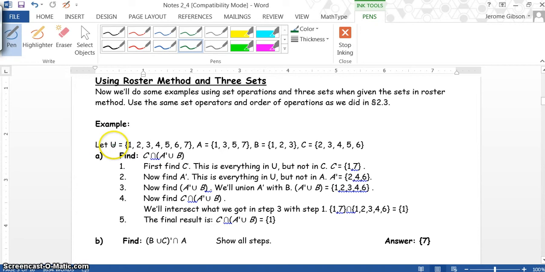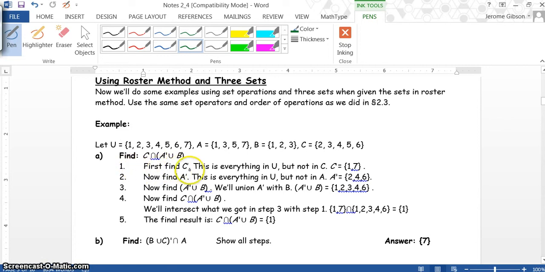Now we have let U, or the universal set, equal to 1 through 7. Set A is 1, 3, 5, 7. Set B is 1, 2, 3. And set C is 2, 3, 4, 5, 6. Now we want to find C intersect the complement of A union B.